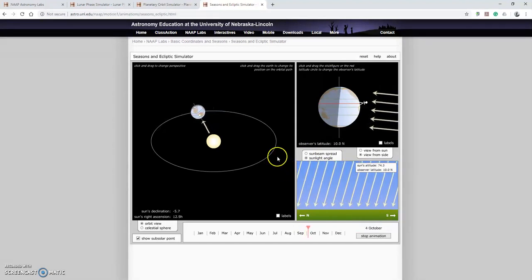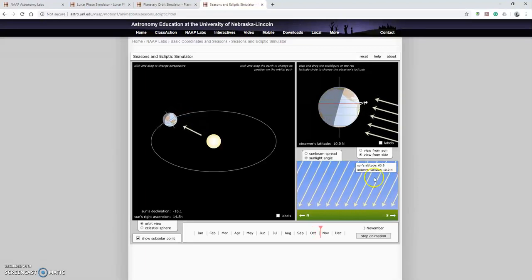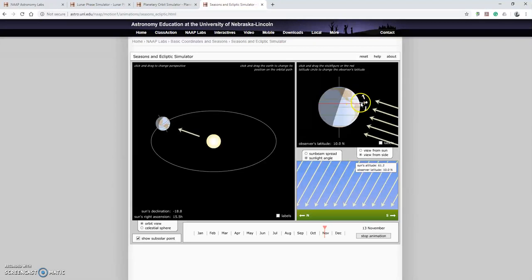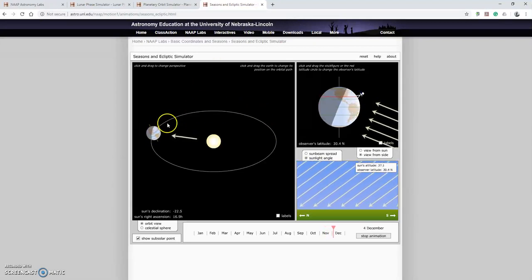So it really helps them to tie in, okay, I know that during the summer my shadow is not as long as it is during the winter, but it helps them tie in how that's affecting us here on the Earth, and then how that's affecting us in our position around the sun as well.